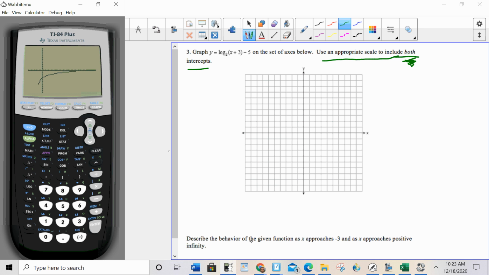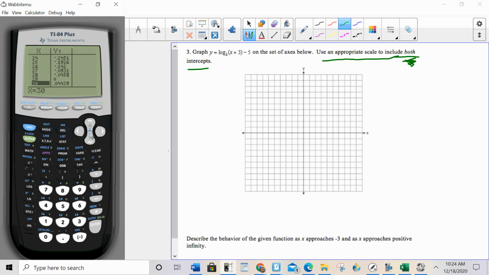And it looks like I see it there now. It's a little bit hard to see, but if I go to my table, again, I'm looking for my x-intercept and my y-intercept. The x-intercept is where y is 0, and the y-intercept is where x is 0. Log base 2 of x plus 3 minus 5, that's right. So my y-intercept is at negative 3.415. For my x-intercept, I'm looking for where y is 0. And there it is at 29.